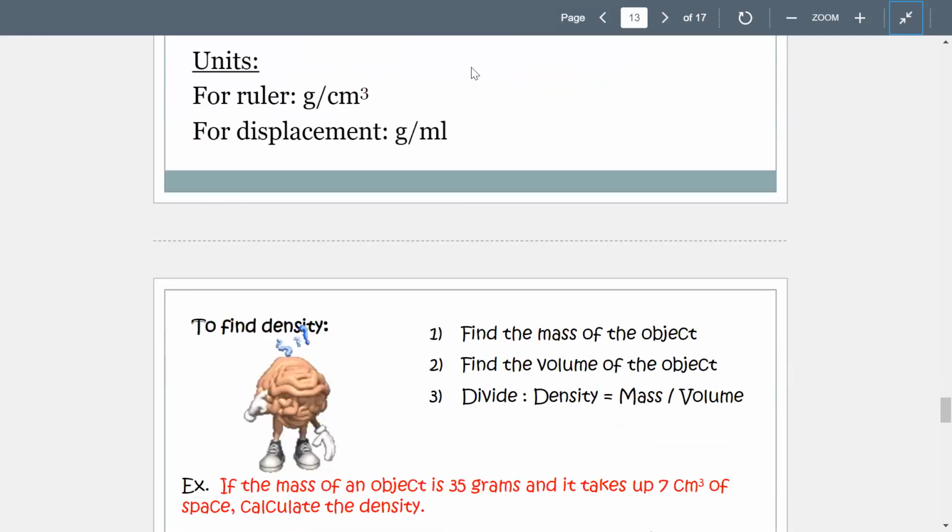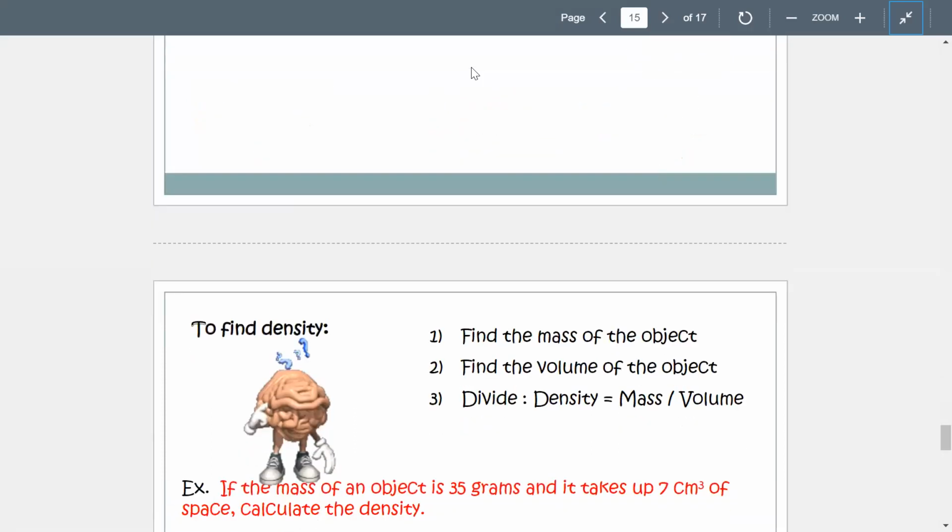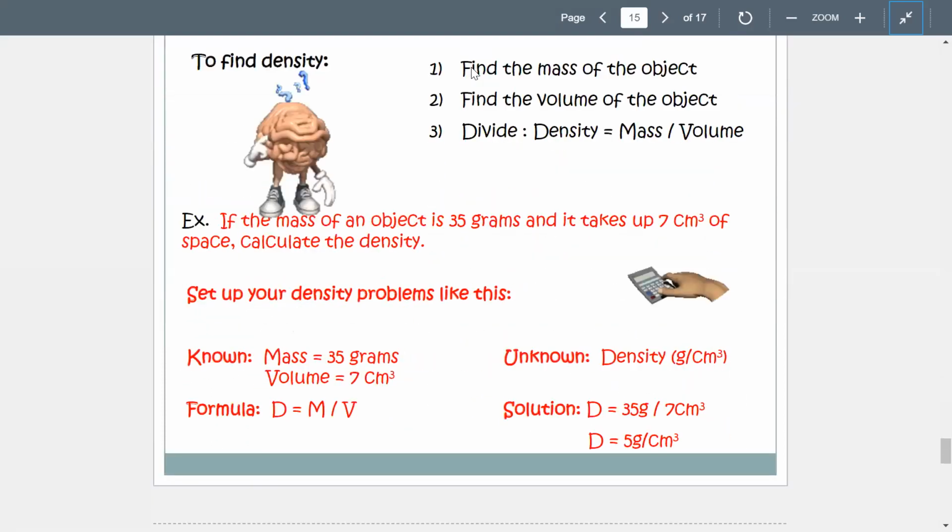I want to remind you that on Wednesday we went through this. First you find the mass of an object, then you find the volume of the object, and then you divide mass over volume in order to determine density. It gave you 35 grams and 7 centimeters cubed. If we look here, this is how I would like you to set up any math problem. This is a really, really efficient method.